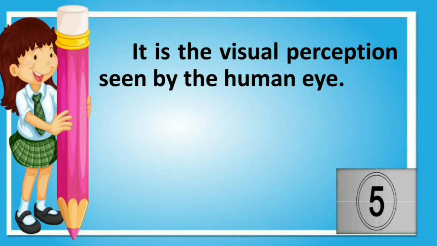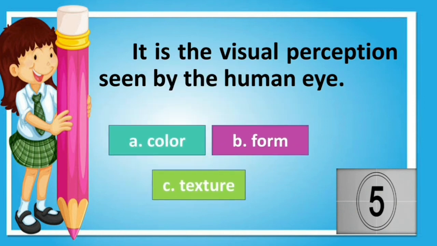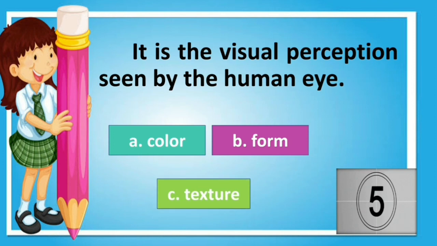Number 10. It is the visual perception seen by the human eye. A, color. B, form. C, texture. Timer starts now. And the answer is A, color.